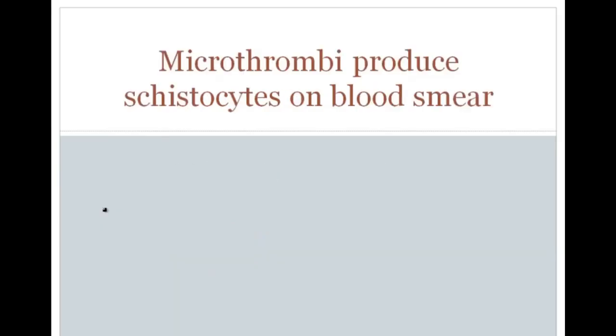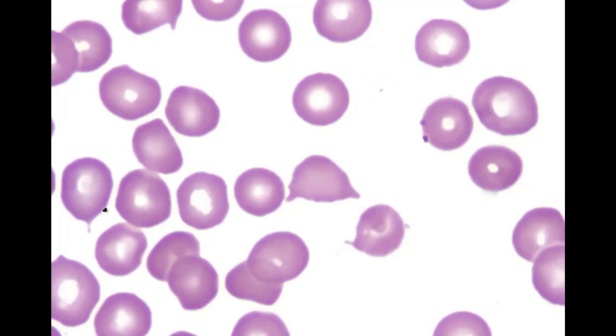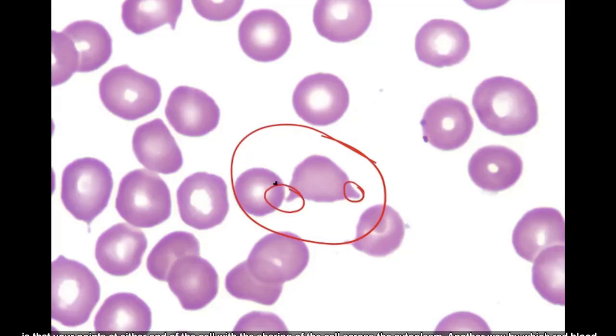Again, I've already told you that microthrombi produce schistocytes on blood smear, so whenever you have a microangiopathic hemolytic anemia, you think about schistocytes, and this is the classic image of schistocytes that I've already presented in a prior lecture. Notice that it looks like a helmet, and that's the classic finding, is that you have points at either end of the cell with a shearing of the cell across the cytoplasm.